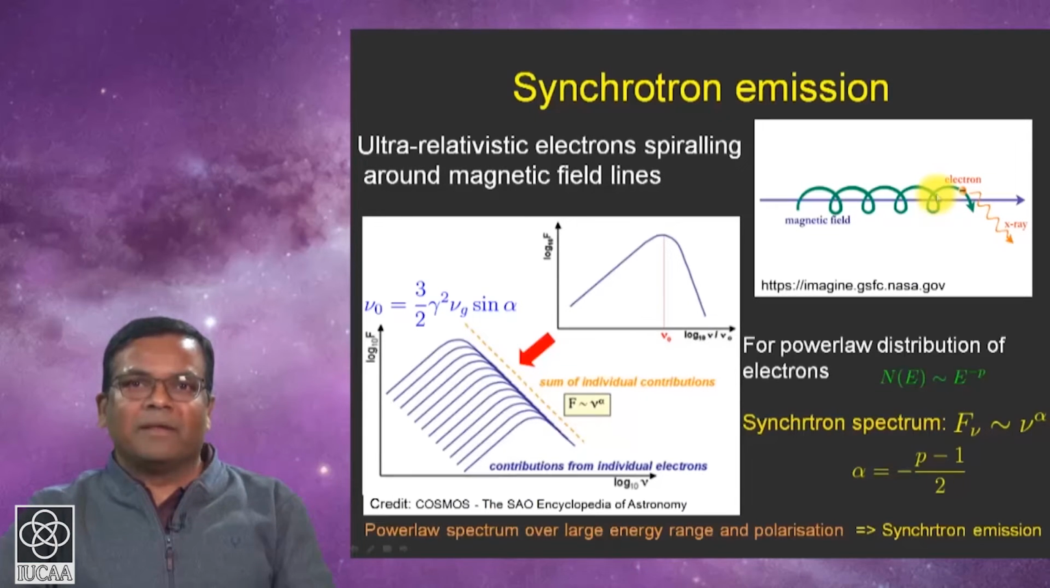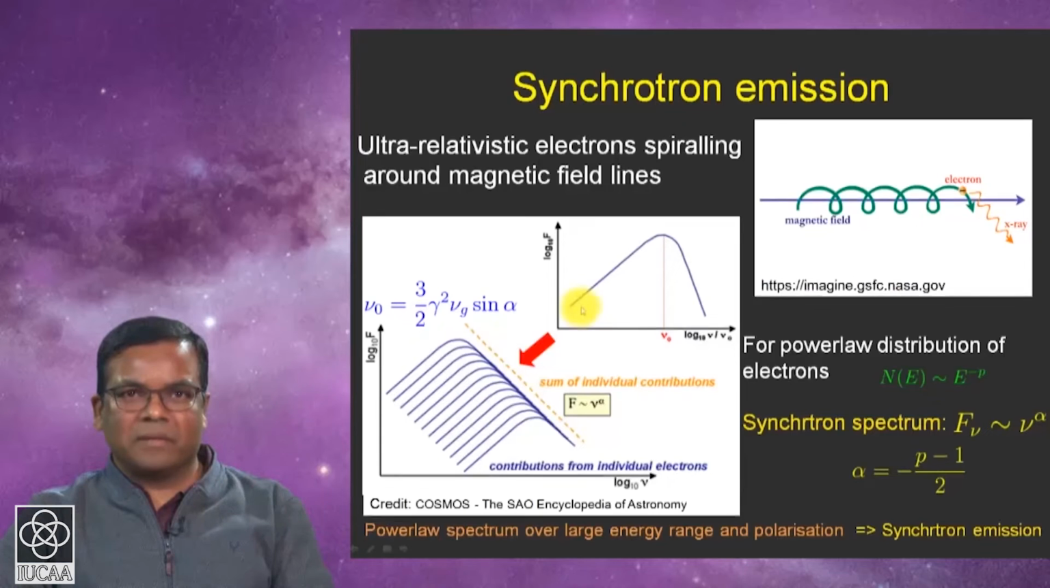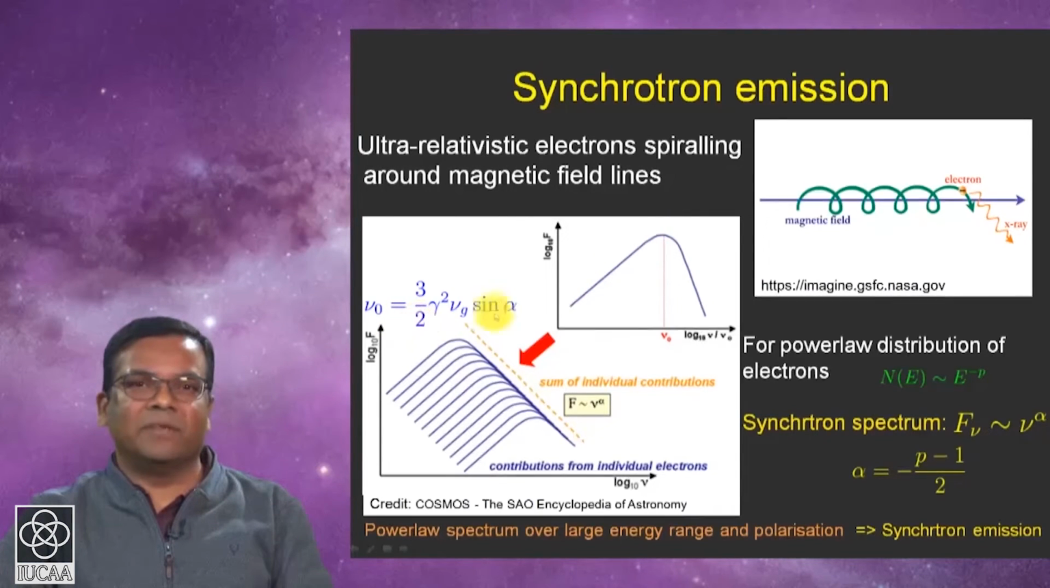And if the energy of the electrons is very high, that is ultra relativistic, this radiation comes into the X-ray band. The frequency of this radiation from a single electron moving in a magnetic field depends on the energy of the electron through this Lorentz factor gamma, on the magnetic field in which the electron is moving, and on the direction of the motion of the electron with respect to the magnetic field through this angle alpha. The spectrum from the single electron peaks at this frequency nu 0, given by this expression here.